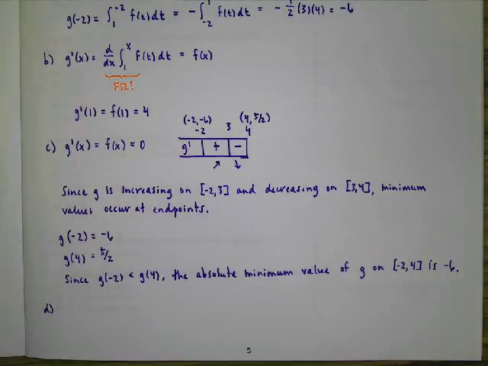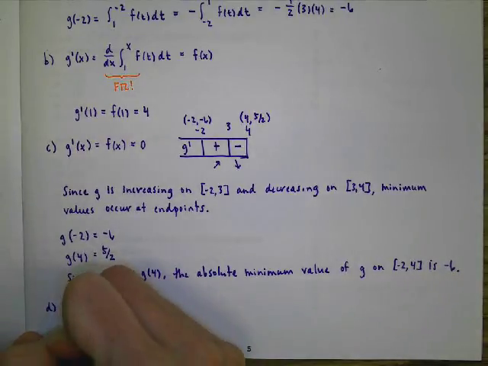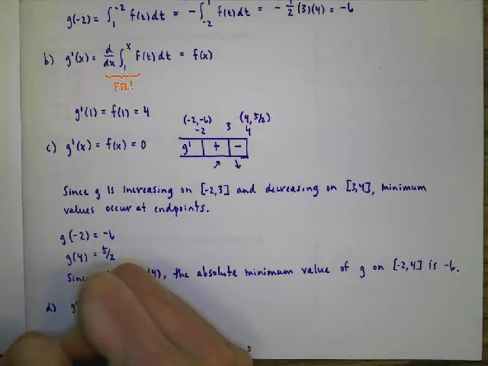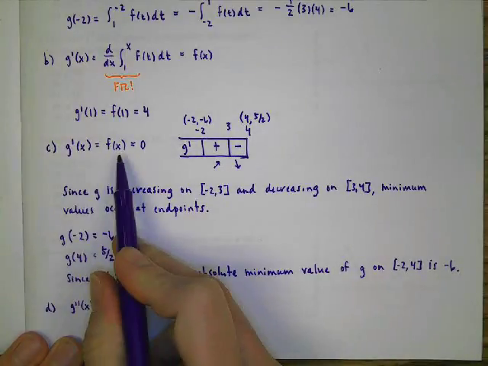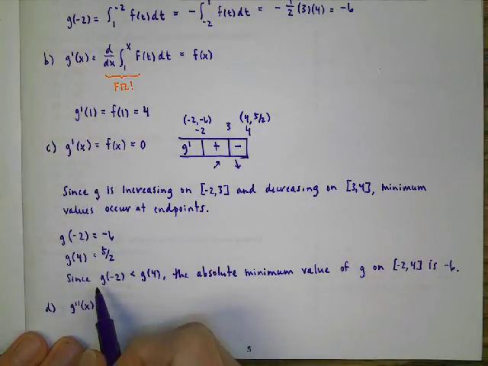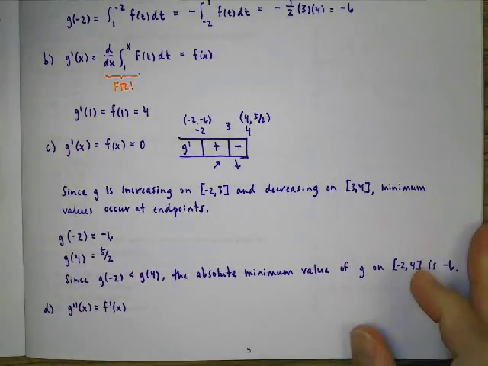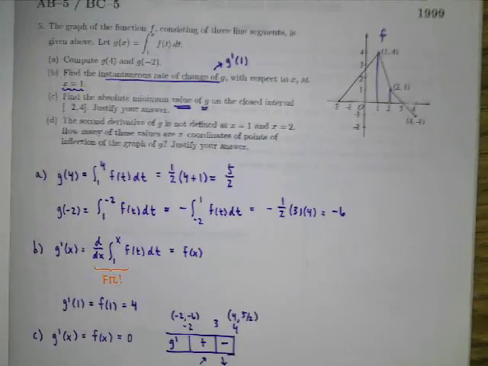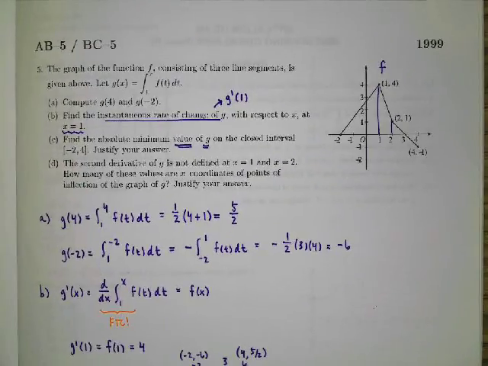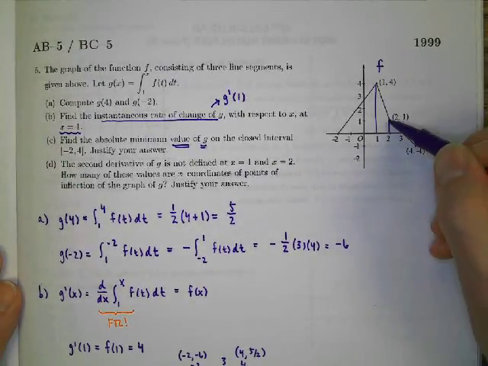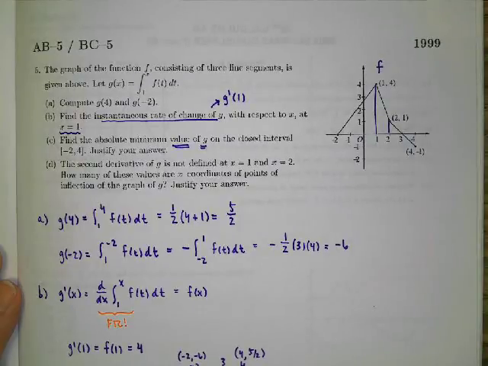All right, last piece here now. It says the second derivative of g is not defined at x equals 1 and x equals 2. So if we think about this, since g prime of x is f of x, I know g double prime of x equals f prime of x. So if we think of the derivative of f, it makes sense that it's not defined at x equals 1 and x equals 2 because we have corners, so we know we're not differentiable there.